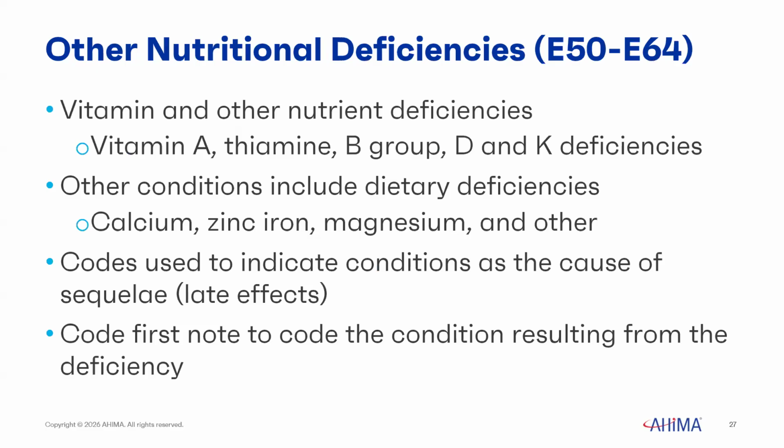We can have other nutritional deficiencies. These include vitamin A, vitamin B, vitamin D, vitamin K, or minerals like calcium, zinc, iron, and magnesium. The codes indicate the conditions as the cause of a sequela. You'll see some code first notes that are important to pick up in the tabular for these codes.